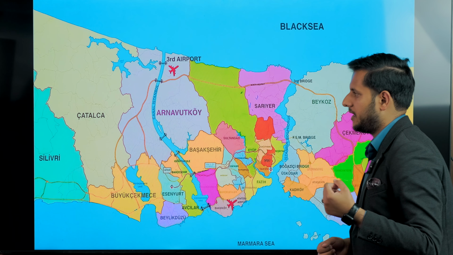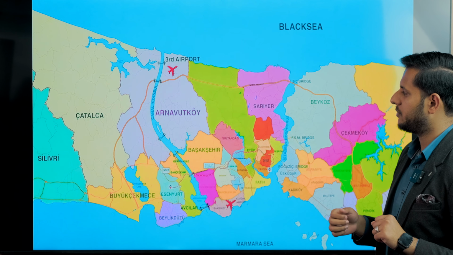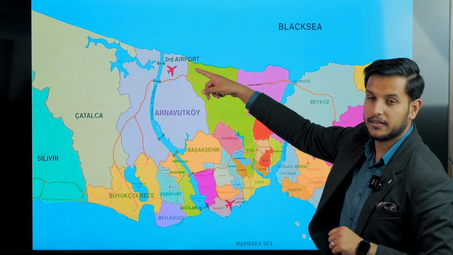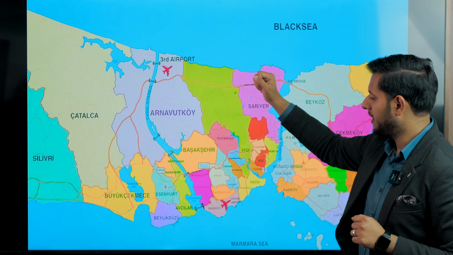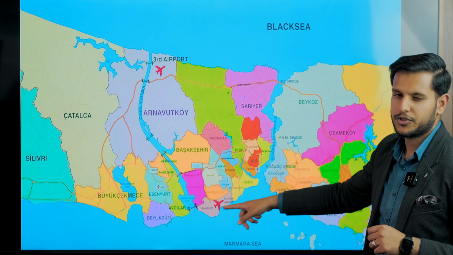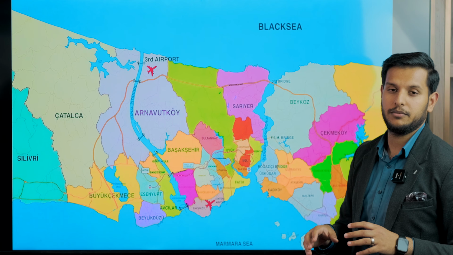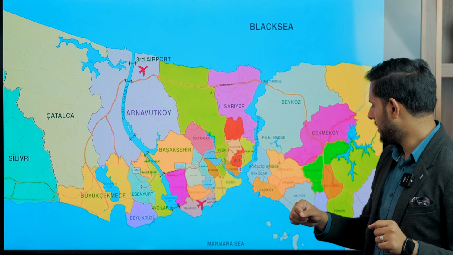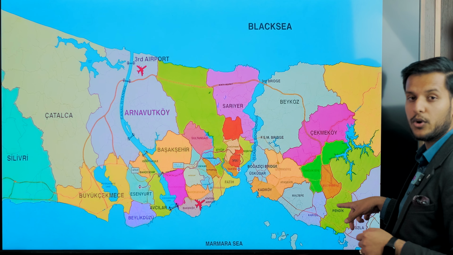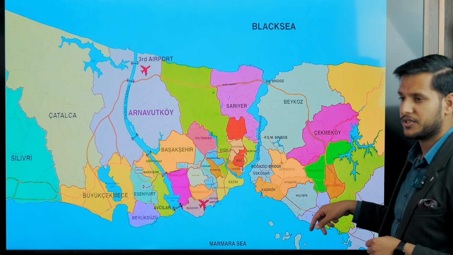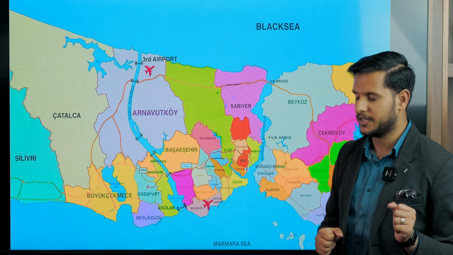Let's talk about the airports of Istanbul first. So we have three airports. We have the main Istanbul airport, which is the new airport. Then we have Atatürk Airport, which is not functional now, but they're transforming it into one of Istanbul's biggest parks. And then we have Sabiha Gökçen Airport on the Asian side, which is usually used for the domestic flights.